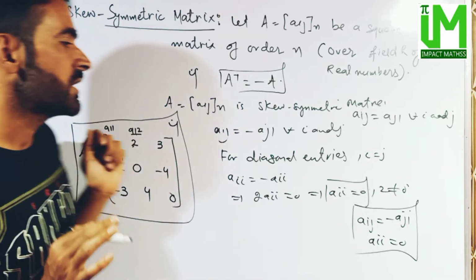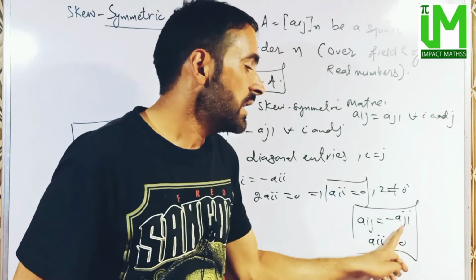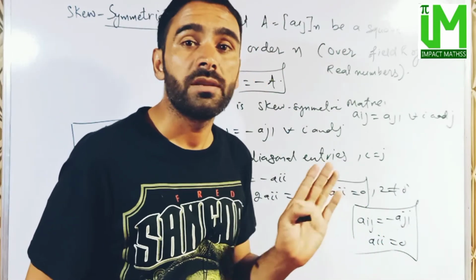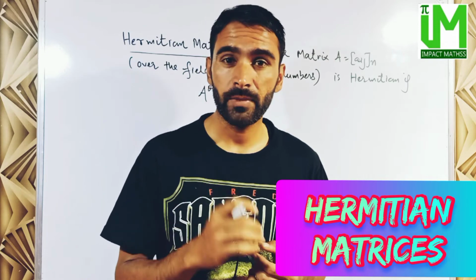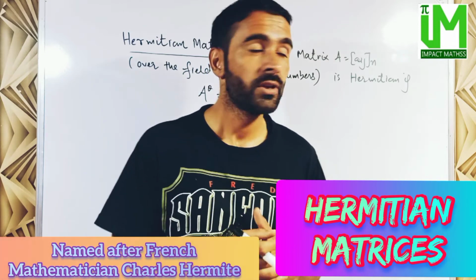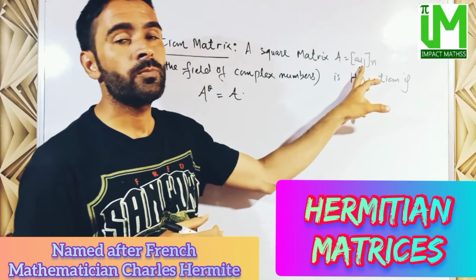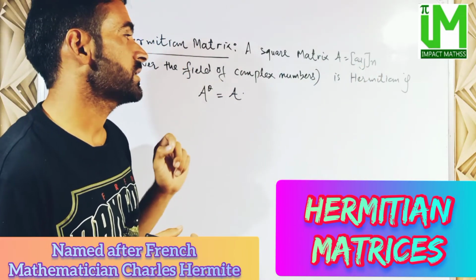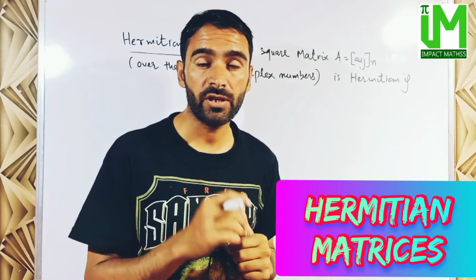So in a skew-symmetric matrix, we have aij is equal to minus aji, and the diagonal entries are all 0. Now the important one, that is the Hermitian matrix, obviously introduced by the French mathematician Charles Hermite. Now a square matrix A equal to aij of order n over the field of complex numbers. Note the difference between the symmetric matrix and the Hermitian matrix.